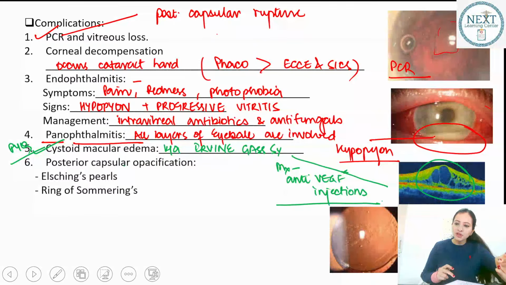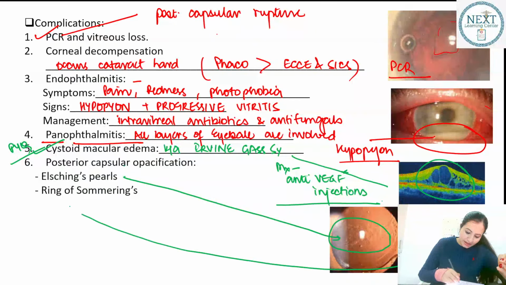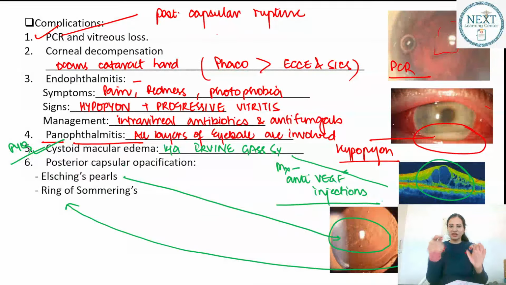Then you can have posterior capsular opacification. It can be either this type, this is Elschnig pearl, or in the periphery there can be thickening, which you call as ring of Soemmering. Rings in the periphery, pearls in the center.